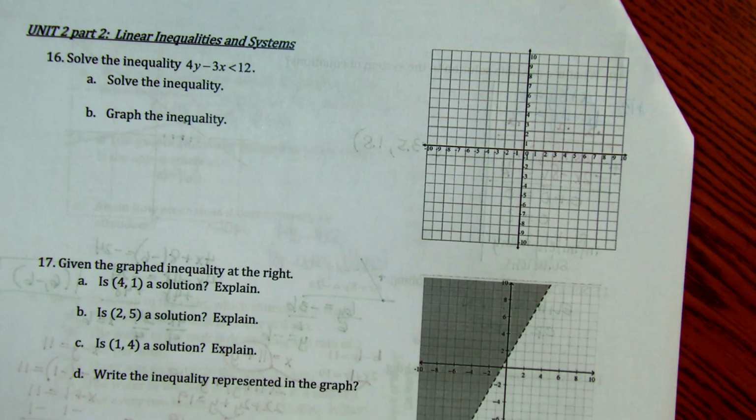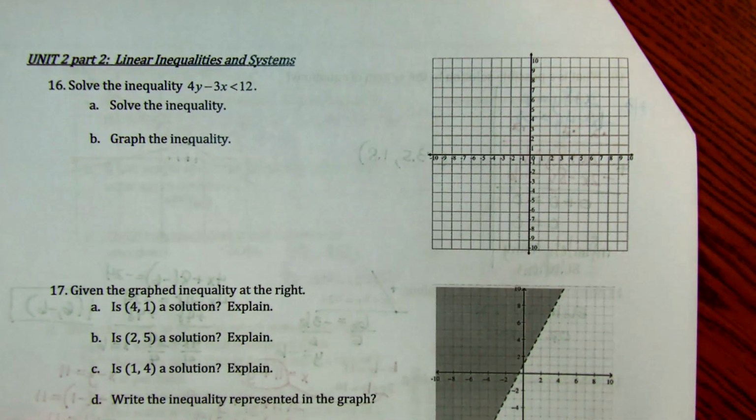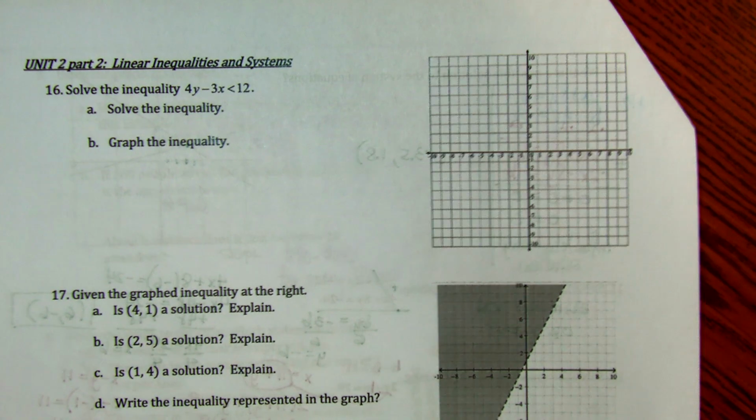Okay, so we are on page 4, I believe. Check. It's page 4. 1, 2, 3, and 4. So we are on page 4. So graphing the solution. So we are going to put this into slope-intercept form.